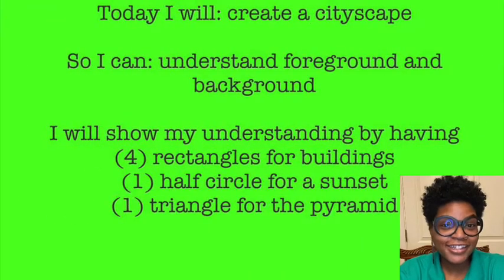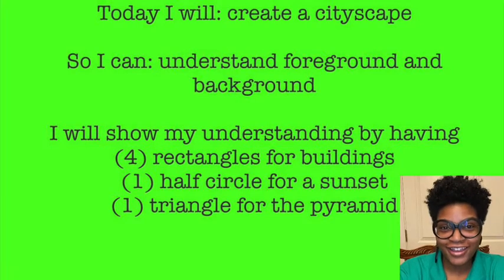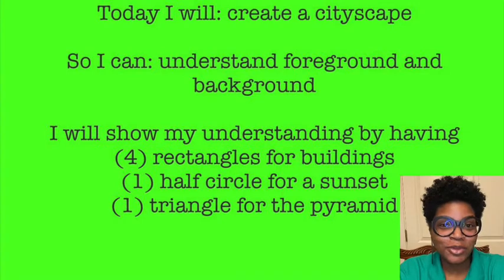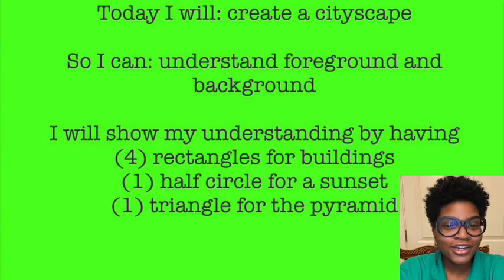Now let's take a look at our I can statement for today. Today I will create a cityscape so I can understand foreground and background. I will show my understanding when I have 4 rectangles for buildings, 1 half circle for sunset, and 1 triangle for pyramid.